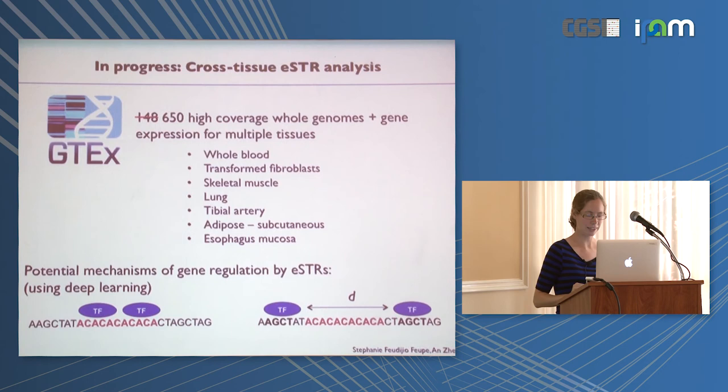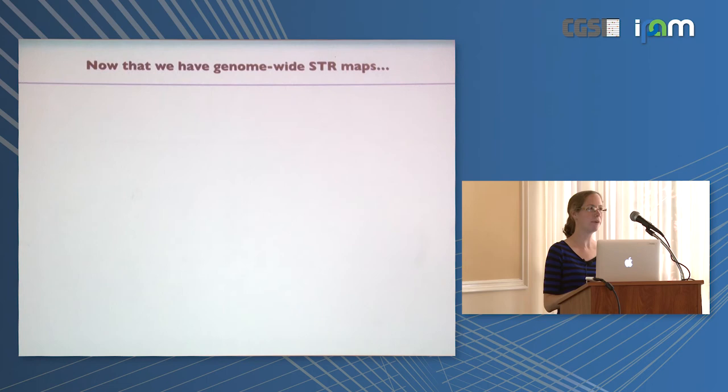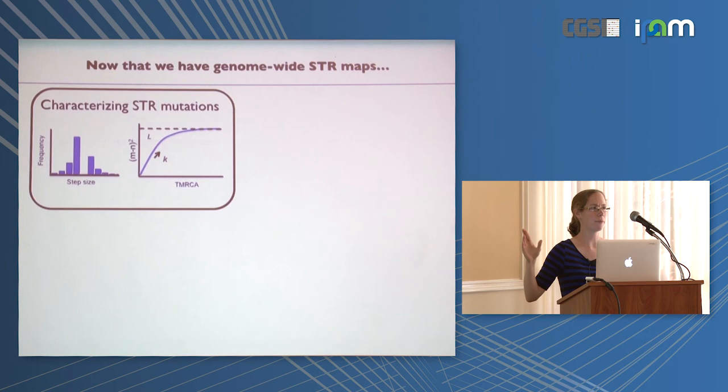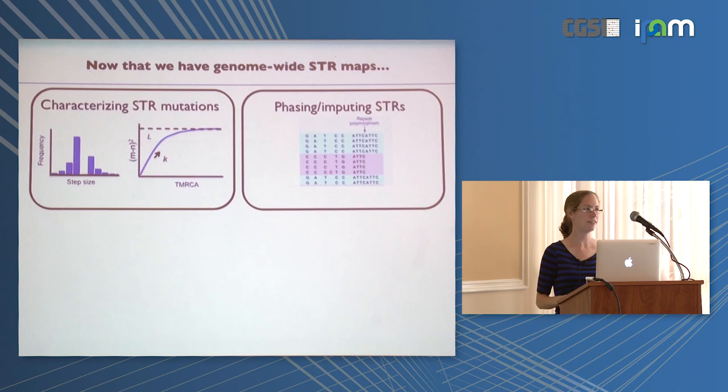Okay, now that we have these STR maps, there's a lot of things that we can do. Recently we put a paper up on bioRxiv about this. We can deeply characterize the STR mutation process at each locus by looking at our population-wide catalogs. We can do things like phase these STRs onto SNP haplotypes, so now we can impute them back into GWAS data.